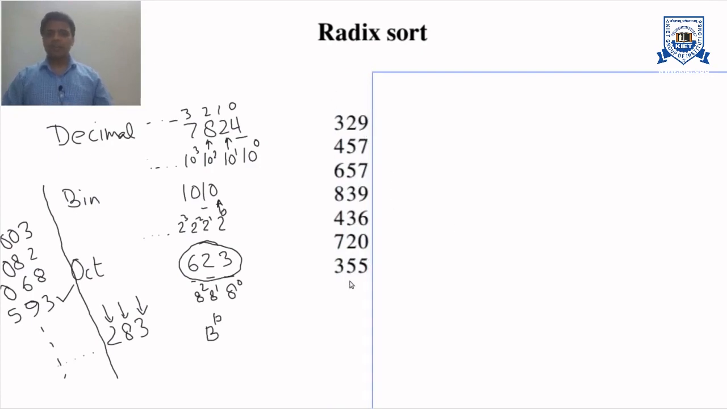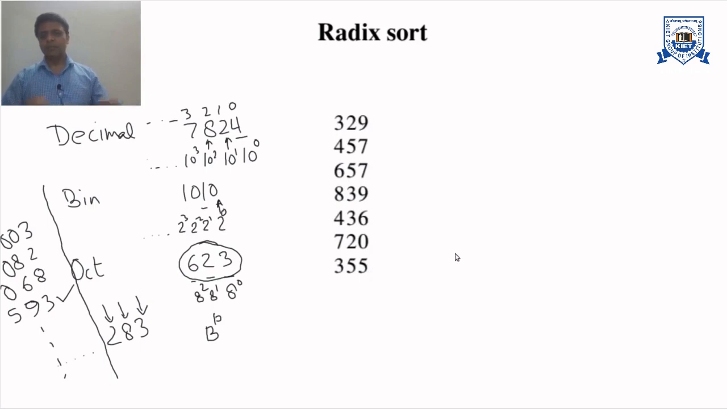In this case all the numbers are already in 3 digits. So in order to perform the Radix sort on this list, we consider the digits at the unit place, and we perform the sorting on the basis of those digits. For example, the first number's digit at the 0th place is 9.